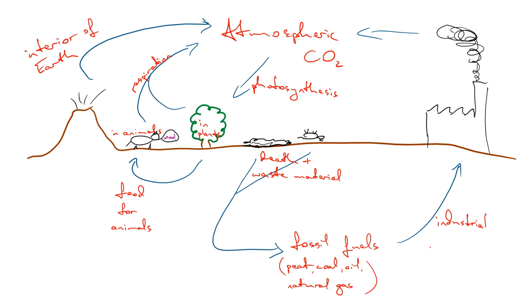Industrial burning of fossil fuels. FF, there we go. Industrial burning of fossil fuels. And when we burn it, that puts carbon dioxide back into the atmosphere, of course. So we're back around to our atmospheric CO2.